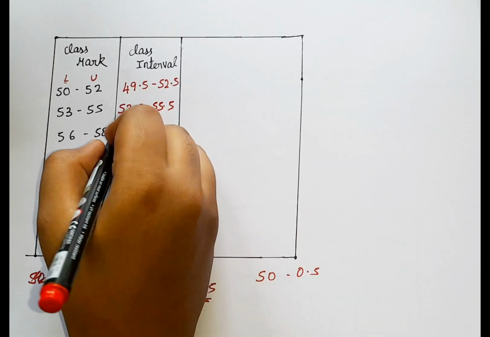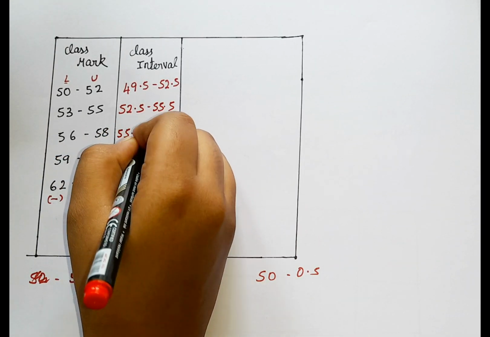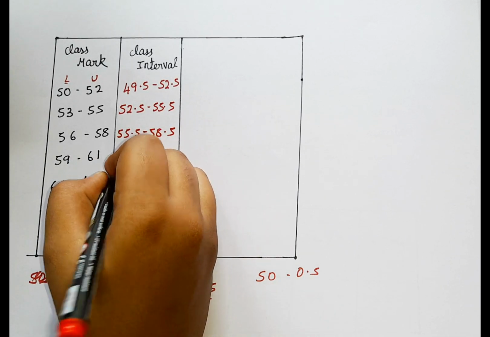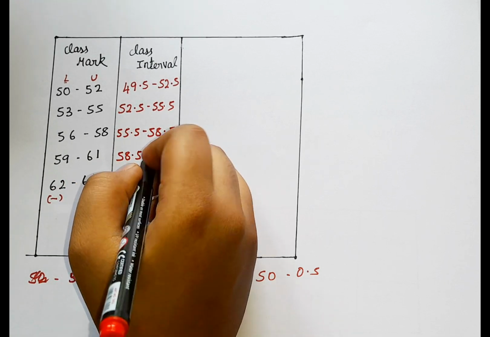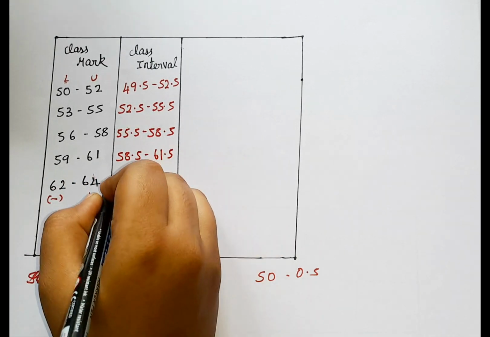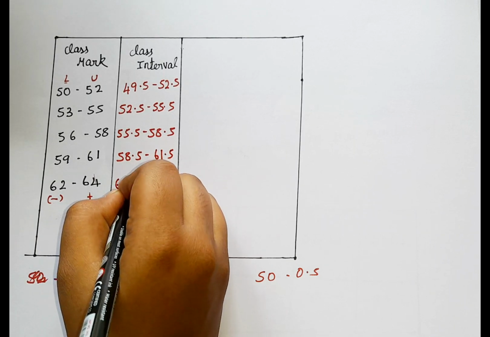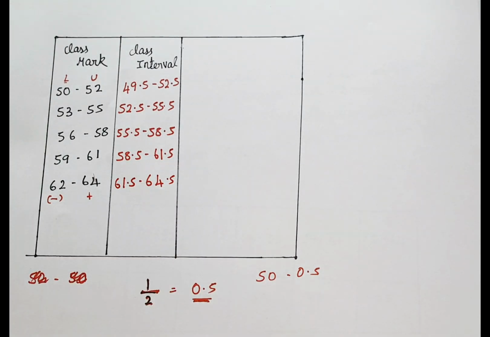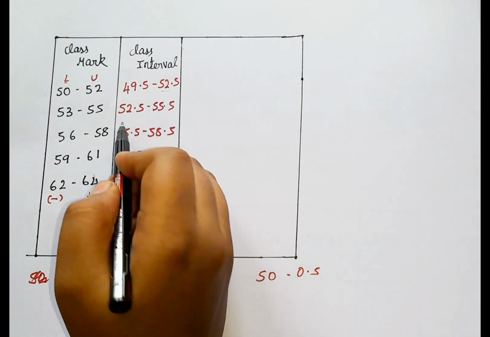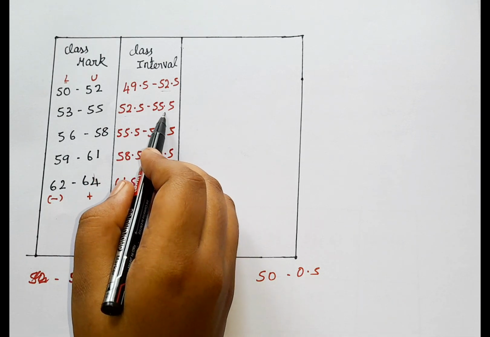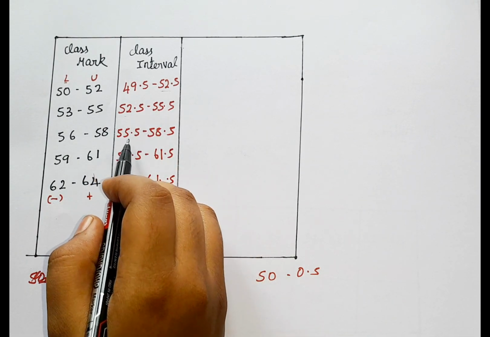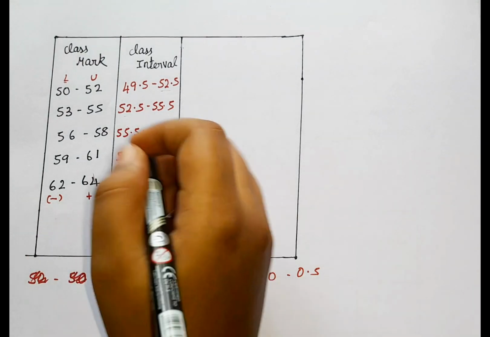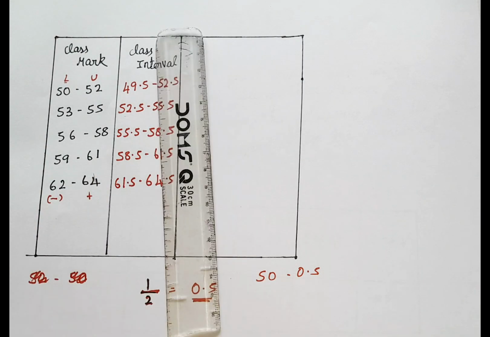Now I'm going to write it a little bit fast. So 55.5 to 58.5, and 58.5 to 61.5, and then 61.5 to 64.5. Do you think they are continuing? Of course. Here I have 52.5, here also I have 52.5, and here I have 55.5, here also I have 55.5, and it is continuing. See, this is the meaning of it. Now let me draw a line.